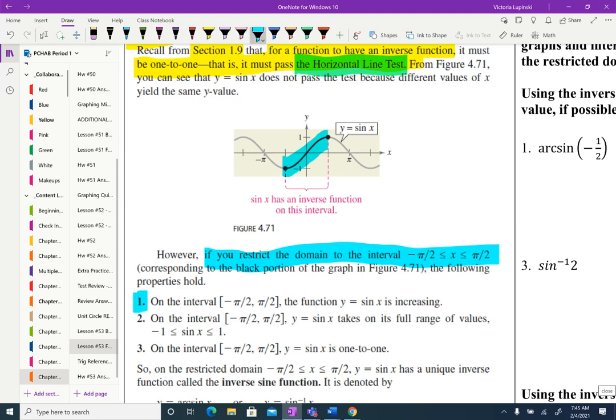Reason number 1, in that piece, the graph is increasing, which we like. Reason number 2, even though you're only taking a small slice, it still incorporates all of the y values that the sine provides. It goes all the way from negative 1 to positive 1, which means it technically encompasses all the sine values. And most importantly, the reason why we choose that specific interval is because in that blue interval, you will pass the horizontal line test, which means that an inverse exists.